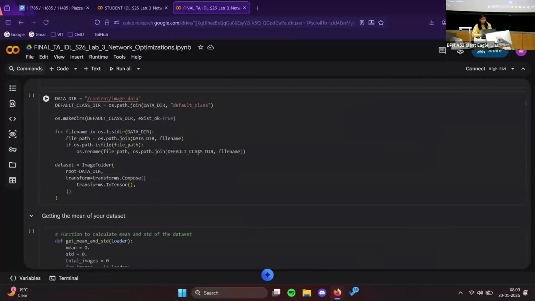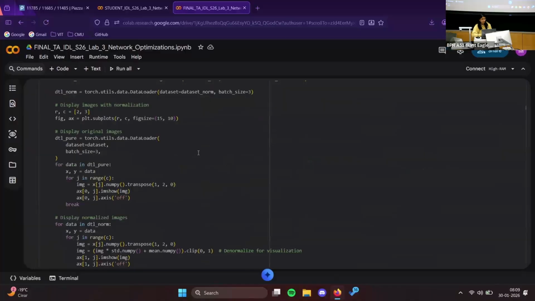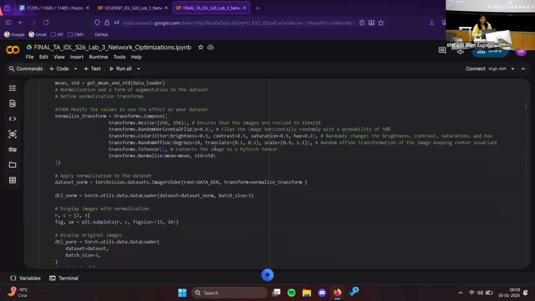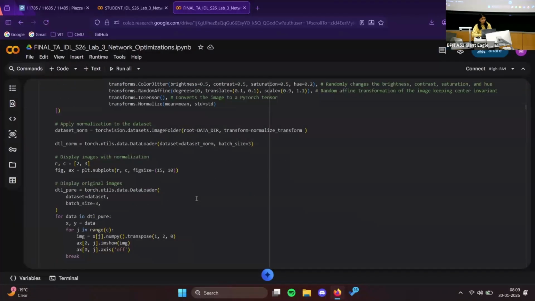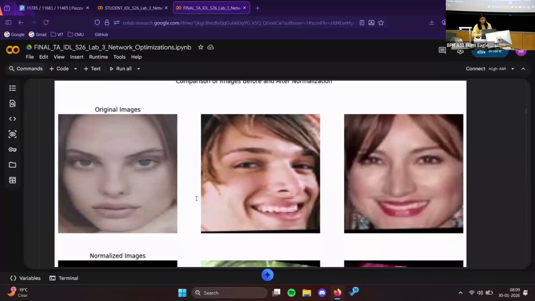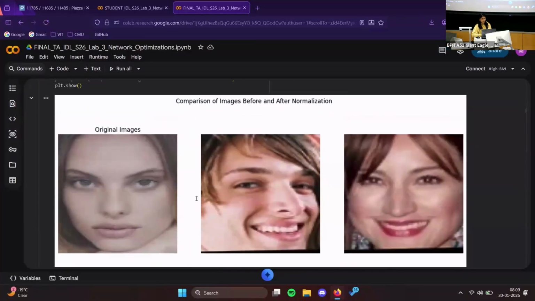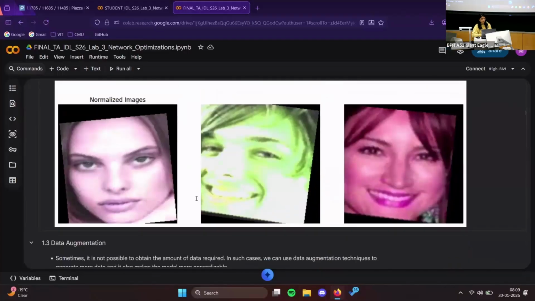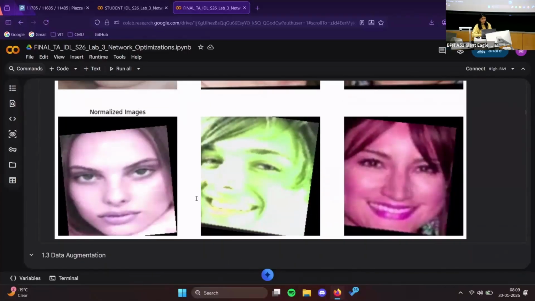This example is about an image data set. There are some normalization techniques that we have applied. You can see these are the original images, and this is what we get after performing some normalization.